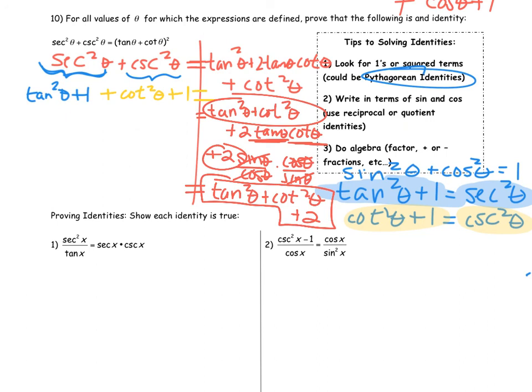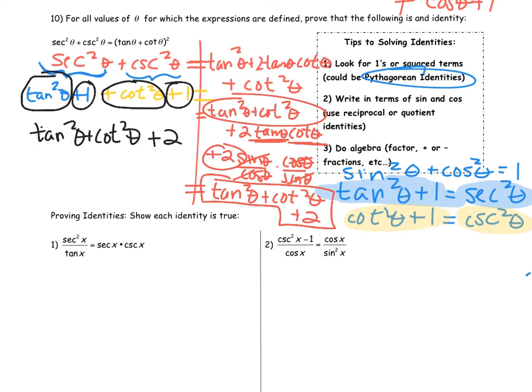Let's see if we can get the left-hand side to simplify like that. All right, so I'll group my terms. Tangent squared theta plus cotangent squared theta plus 1 plus 1, and 1 plus 1 is 2. And would you look at that? They do match. These two things are equal.